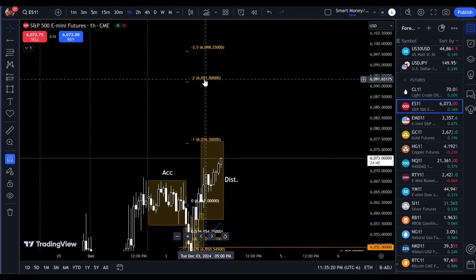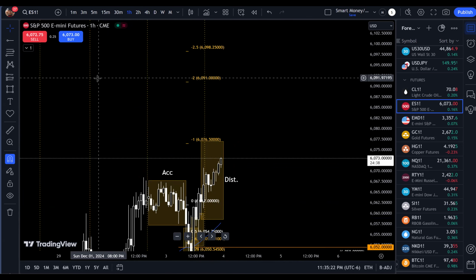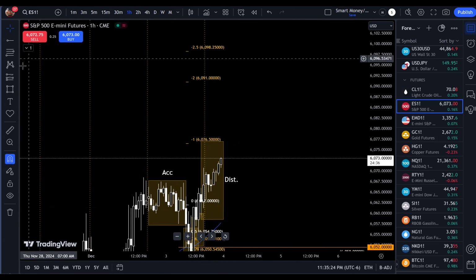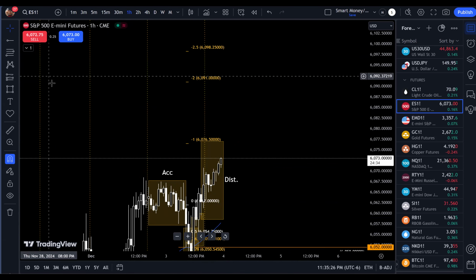Normally, what you want to do is look to the left for some kind of liquidity.